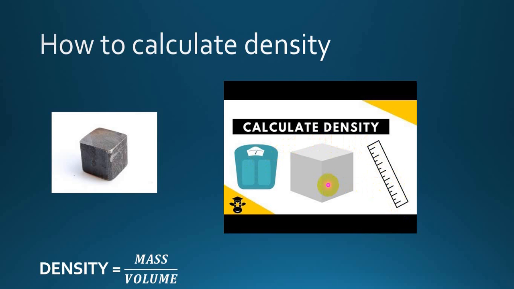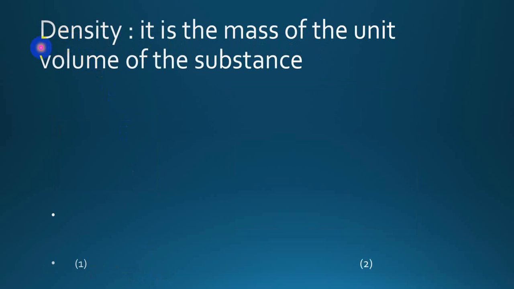Then we will calculate the density by using the rule: density equals mass over volume. Mass over volume. Here we will know the definition of the density. Density is the mass of the unit volume of the substance. We will get back to our example.